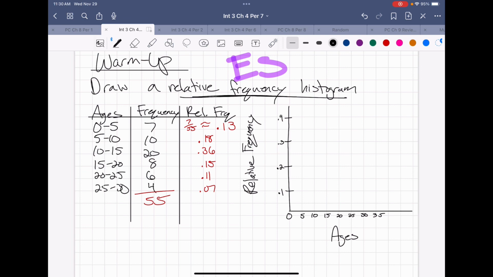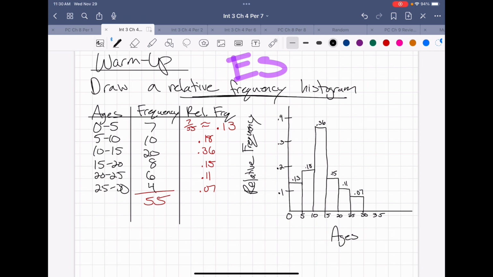0.13. The middle one is 0.15, so a little less. 0.18, so closer to 0.2. 0.36, a little more than 0.35. 0.15 is right in the middle. Barely more than 0.1. A little less than 0.1. This is a fully complete relative frequency histogram.